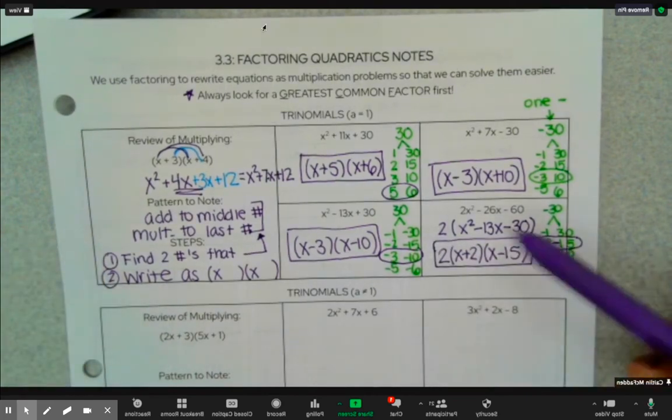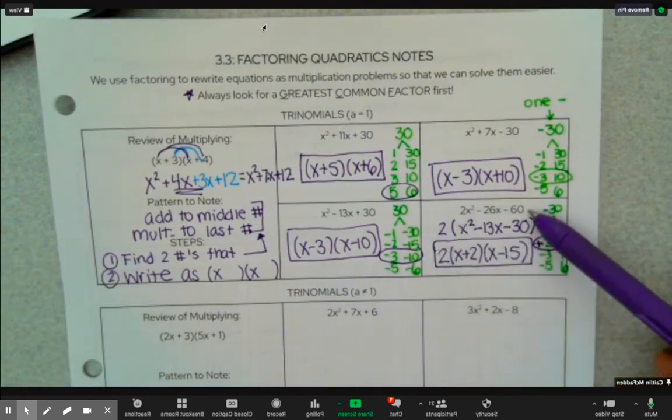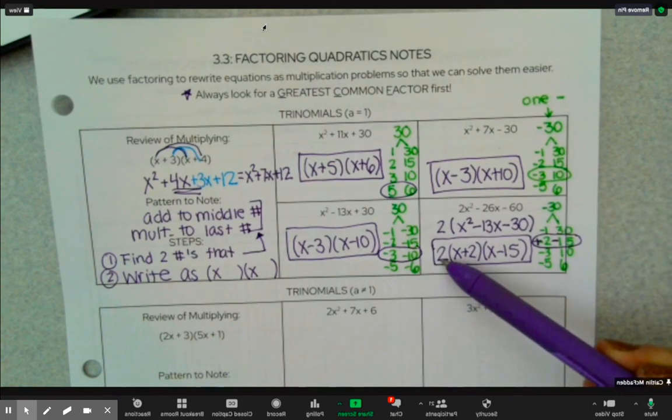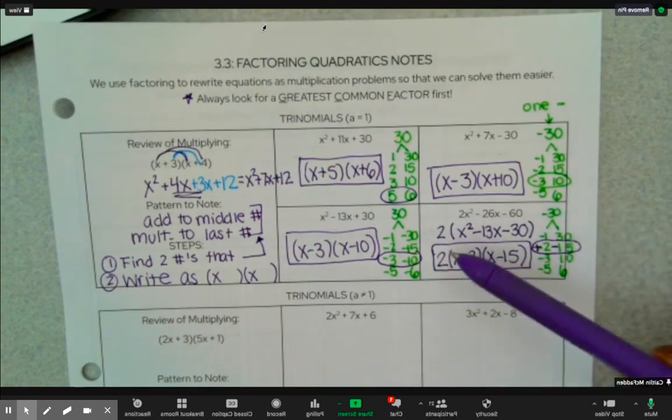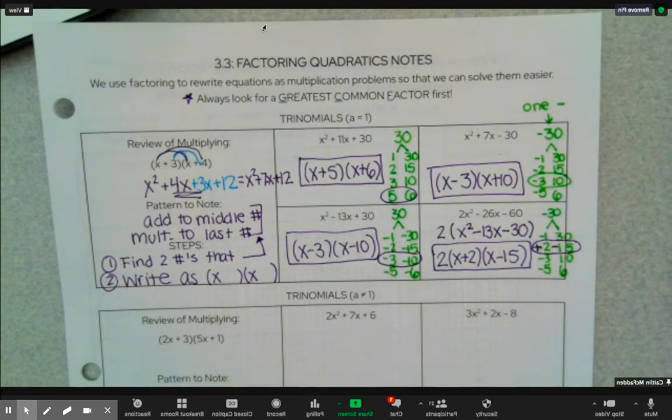So a greatest common factor is a number that you can divide all of these by. And we just put it in the front, and we kind of just forget about it. It has to stay out front, but it doesn't change what we do with the rest of the problem. Okay, that's the first type of factoring.